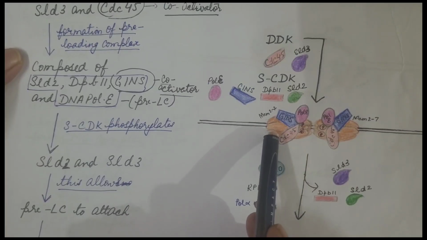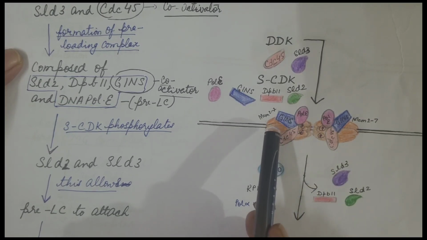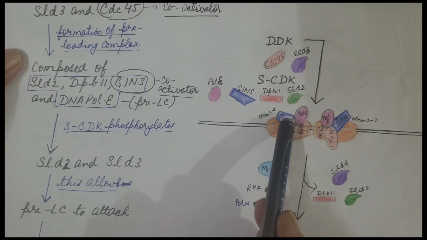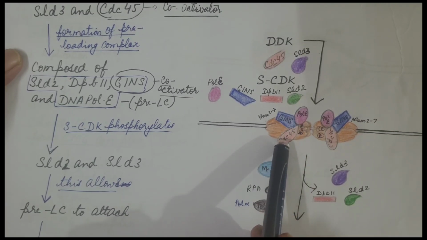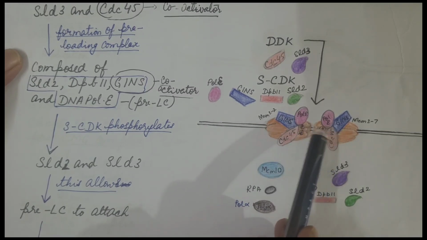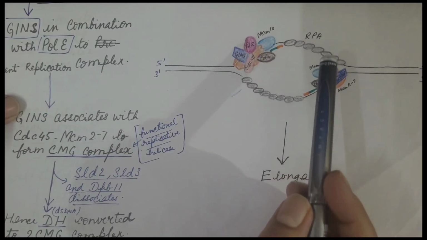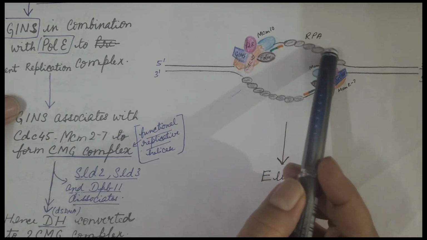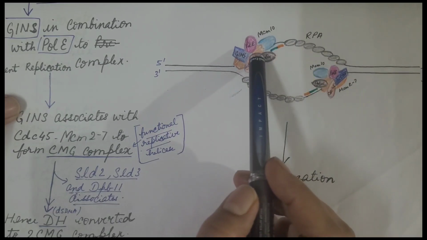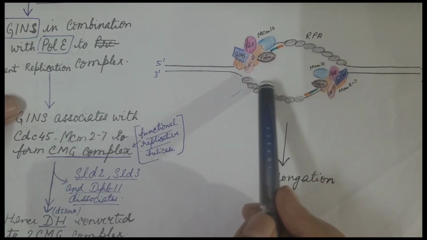So what happens? The CMG complex is formed, which consists of CDC45, MCM2-7 and GINS. This is the functional replicative helicase. This causes the unwinding of the DNA at the origin. Now the two strands of the DNA unwind and this results in single-stranded DNA. MCM10 attaches to the CMG complex. It facilitates the recruitment of RPA.